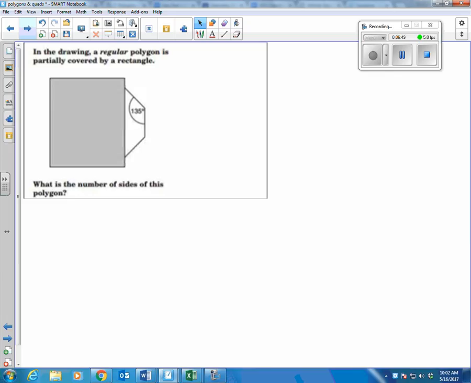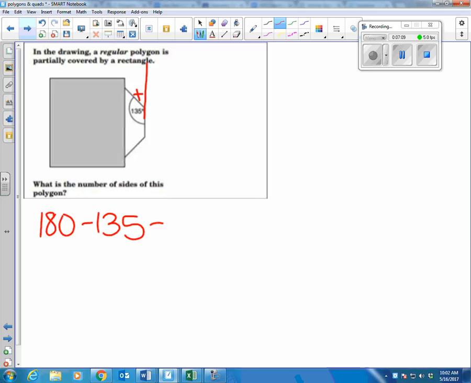So remember, in order to find the number of sides, and especially if we're given one interior angle, we need to figure out what that exterior angle is. So remember, the exterior angle will be here because this is a regular polygon. And so that 135 and that x form a linear pair. So we're going to do 180 minus 135 to figure out what that exterior angle is. And 180 minus 135 is 45 degrees, okay?